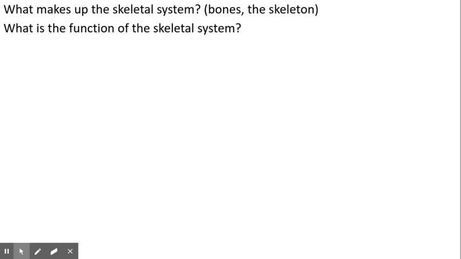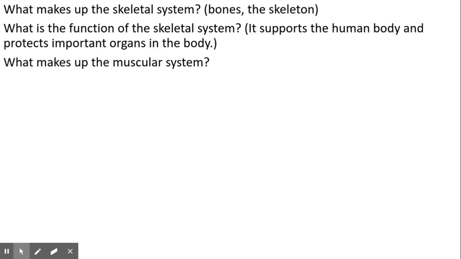So what makes up the skeletal system? Your bones and your skeleton. What is the function of the skeletal system? Well, your skeleton supports your body and protects important organs in your body, like your ribs are protecting your organs, your spine, that protects your spinal cord.